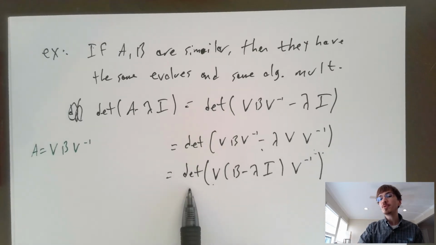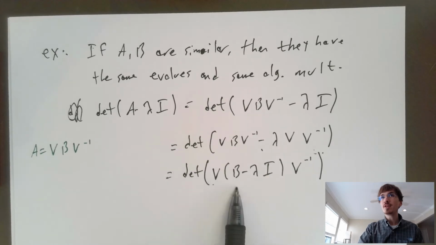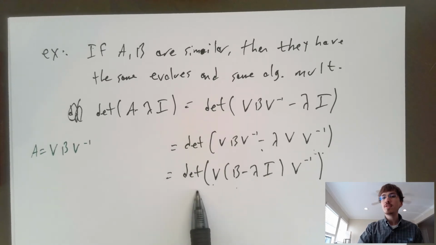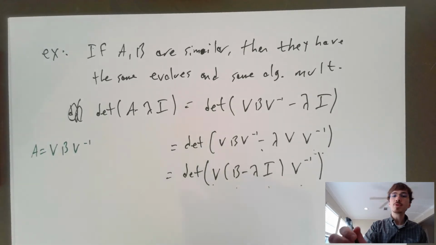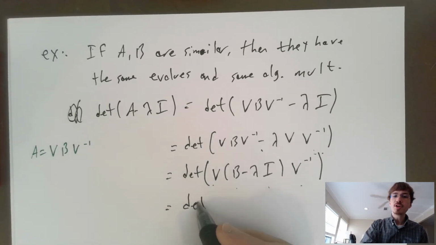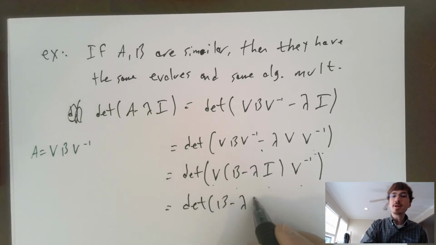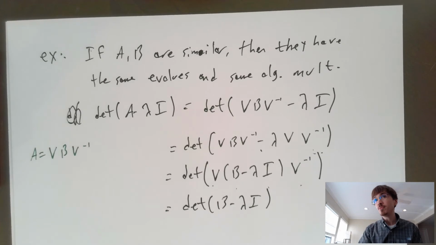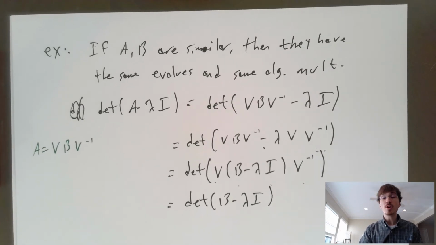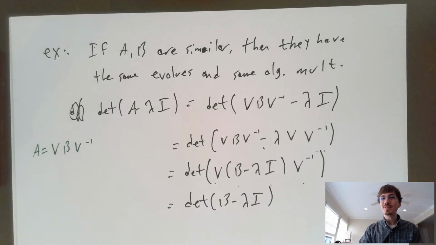We can use the same property of determinants that we used in the previous example. We know the determinant of the product is the product of the determinants. The determinant of V and the determinant of V inverse will divide to give 1, and we're left with just the determinant of B minus lambda I, which is the characteristic polynomial of B. So if the characteristic polynomials of A and B are the same, we know that they must have the same roots, and they must have the same algebraic multiplicities of each root. So our claim has been shown.